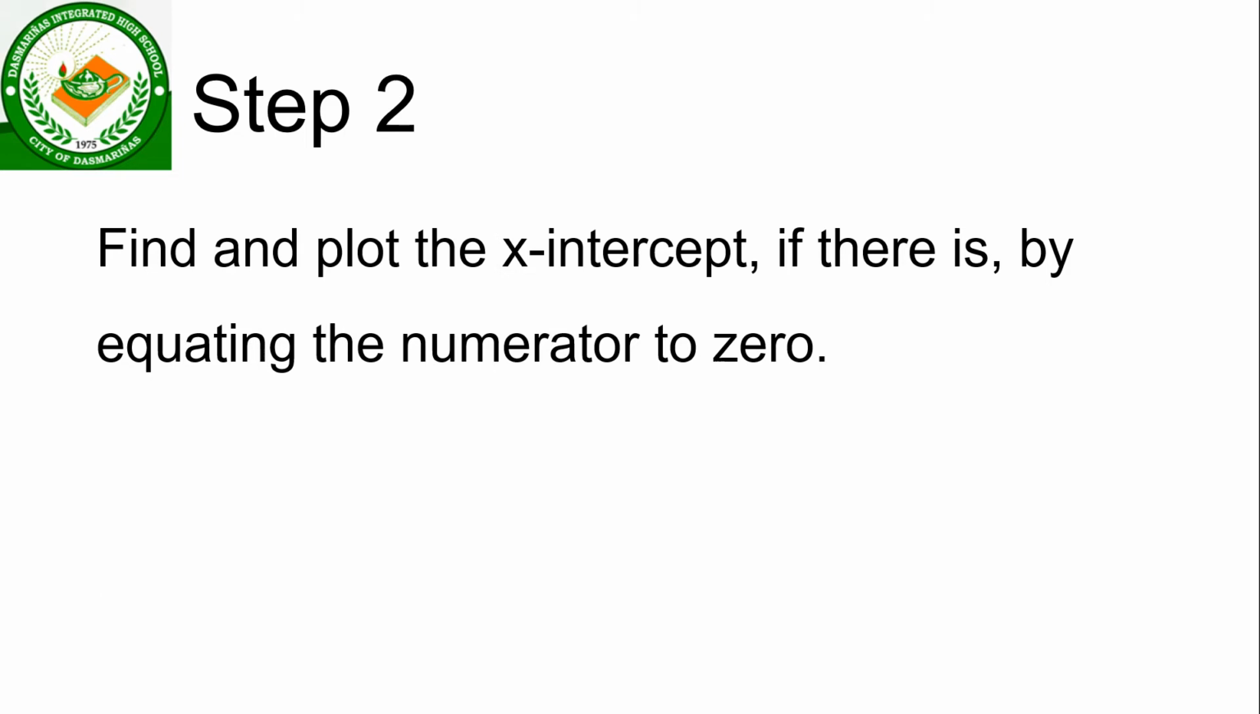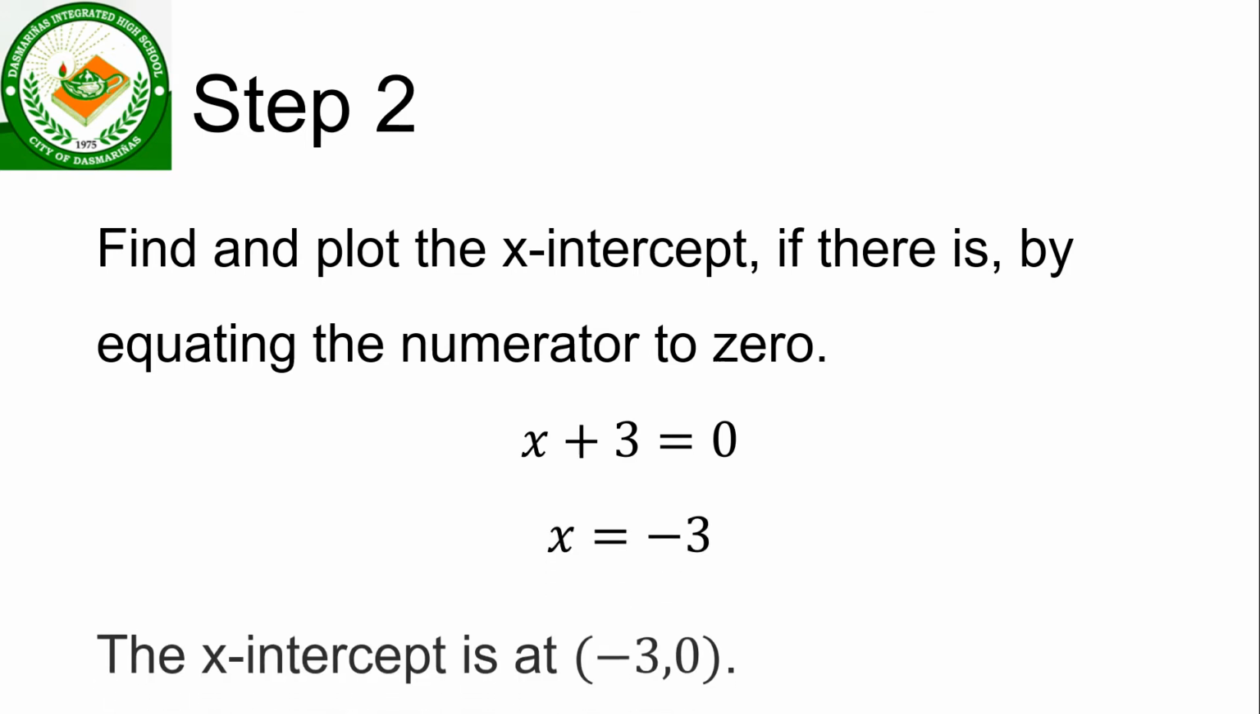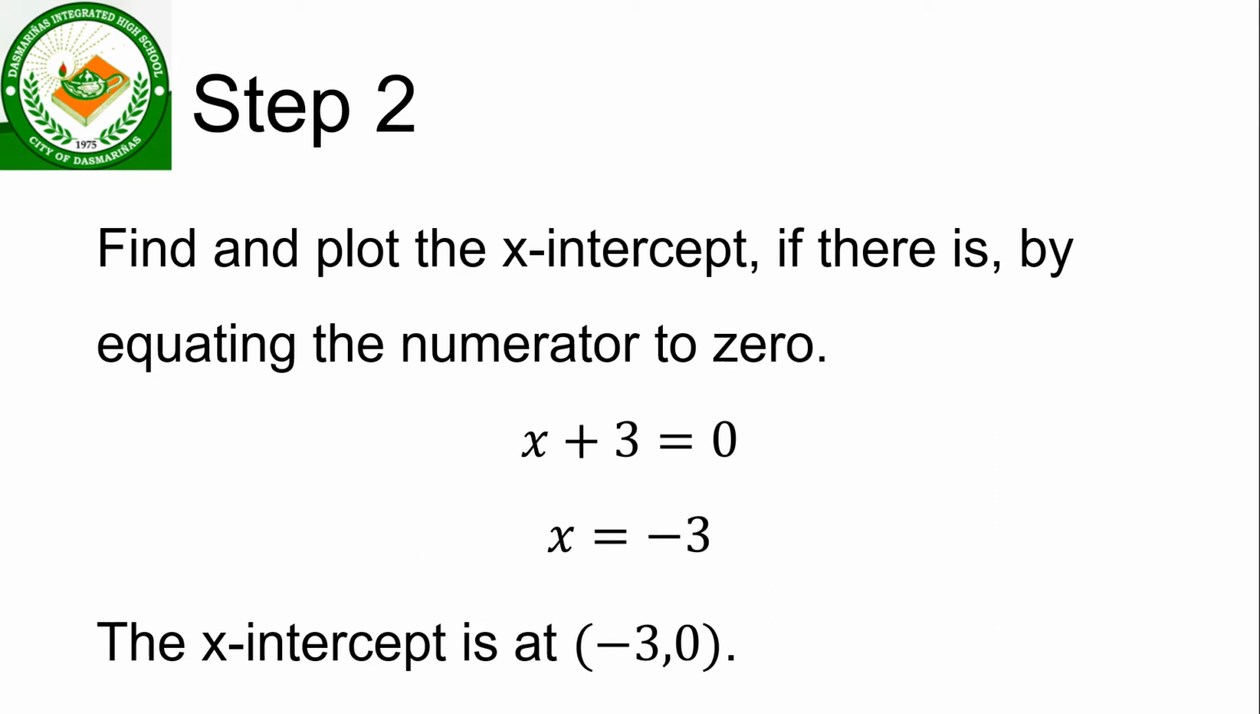For our step number 2, we have to find and plot the x-intercept if there is. Okay, how are we going to do that? We will equate the numerator to 0. As we have recalled, the numerator is x plus 3, and now we equate it to 0 and then solve for x. We have x as negative 3. Therefore, the x-intercept is at negative 3, 0.